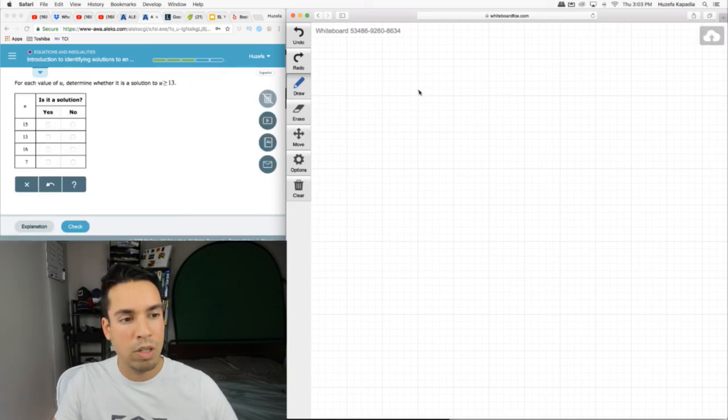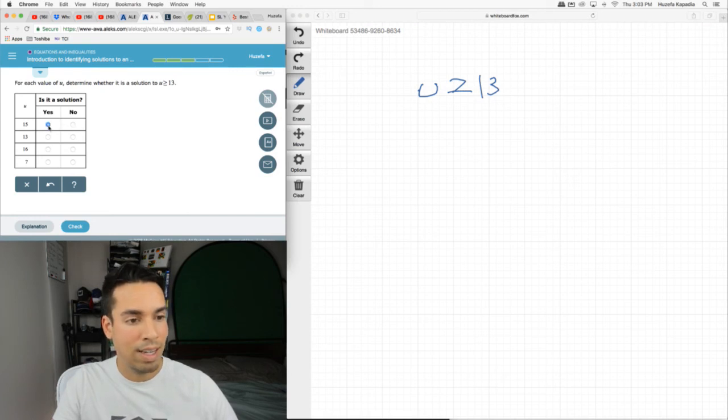Okay, last problem. u is greater than or equal to 13. So once again, u can be anything bigger than 13, and it can also be 13. 15, yes, because it's bigger than 13. 13, yes, that's all right. 16 is larger, that's okay. 7, no, that's smaller, that doesn't work.